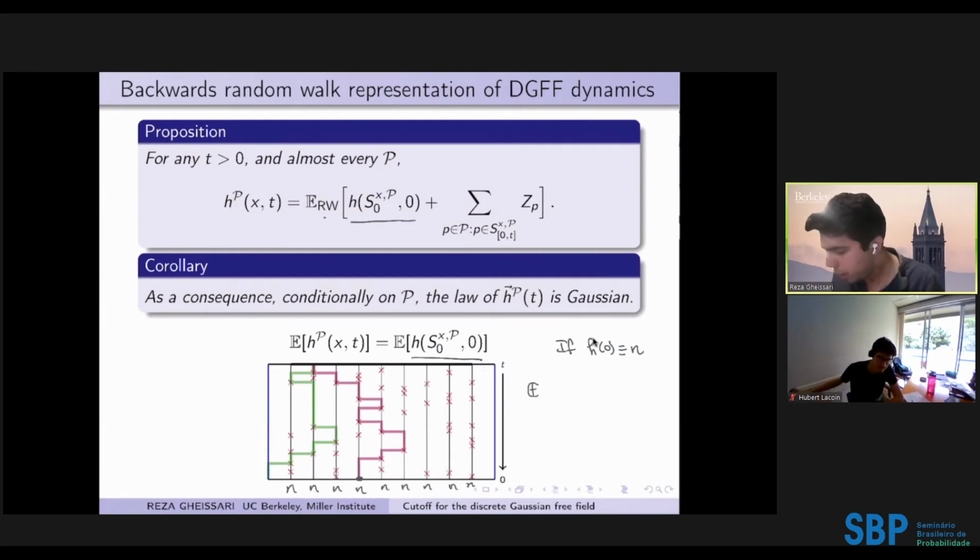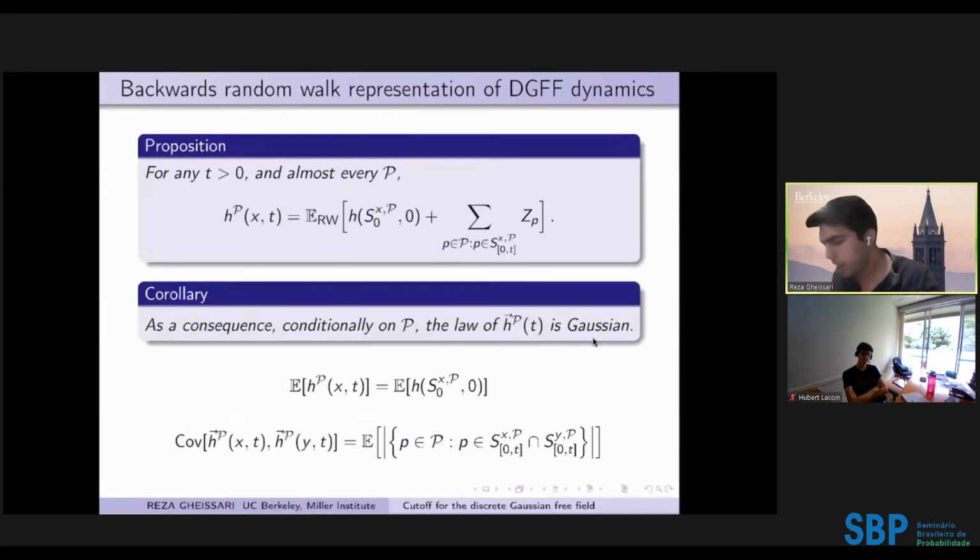Then the expectation of H_t will just be equal to n times the probability of survival of the walk. Or phrased another way, the probability that the walk is not in the boundary. Because if it's not in the boundary, you pick up the initial value n, and if it's in the boundary, you just pick up a 0. Okay, so this relates it to a survival probability of a random walk.